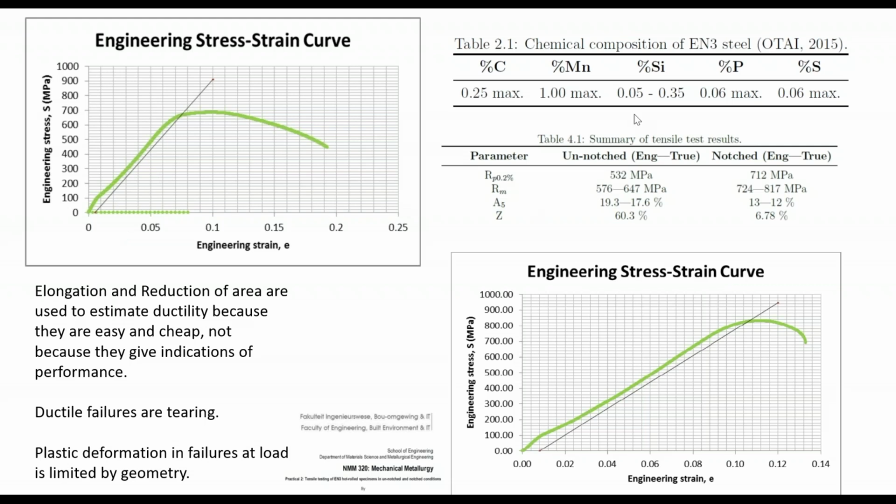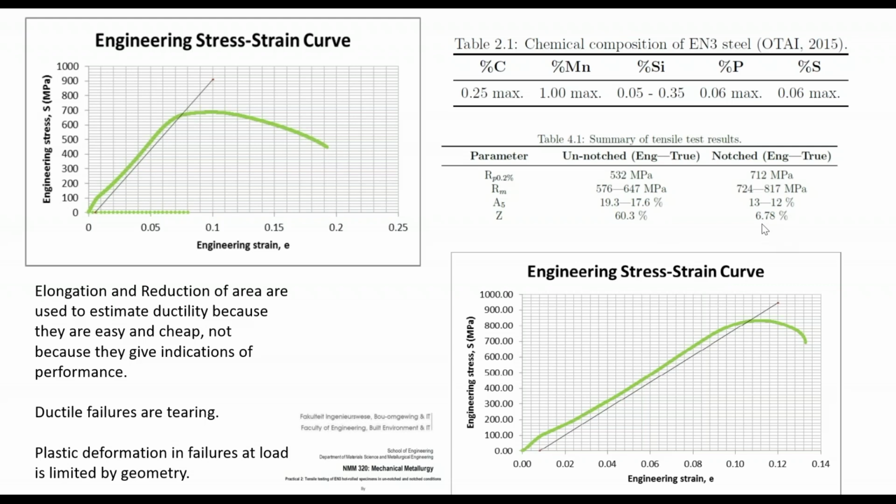And you can see that if I take exactly the same steel and I have an unnotched and a notched test bar, the unnotched test bar will have a lower strength but a higher ductility, and the notched test bar will have a higher strength and a lower ductility. And that's just because of the geometry.